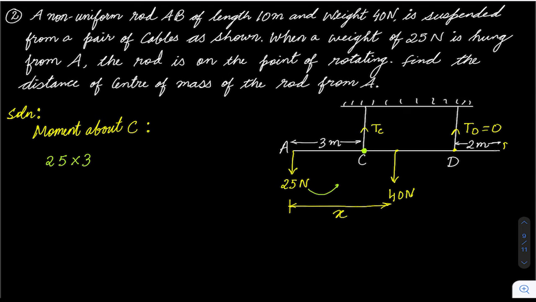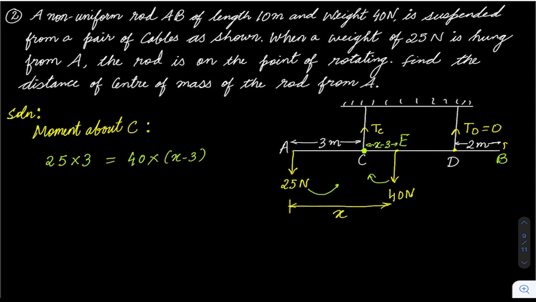So the anti-clockwise moment is 25 times 3. And what about this 40 Newton? So 40 Newton will be like this, and this direction is nothing but clockwise. So the anti-clockwise moment will be equal to the clockwise moment. The clockwise moment is 40 into this distance. We don't know this distance, so let's assume this point as E. This total is X, so this small part is X minus 3, because AE is X and AC is 3. So CE will be X minus 3.